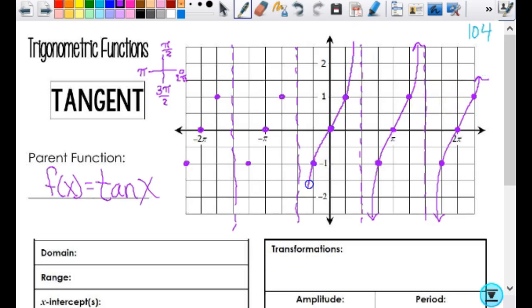Is the period pi? What do y'all think? Yes, because the period is the length of a cycle. Does it repeat every pi? Yes, it does. Very good. So the period is pi for tangent. What is it for sine and cosine? 2 pi. For the parent function, it's 2 pi. And then to find it, you divide by b. So for the parent function of tangent, the period is pi. Very good.